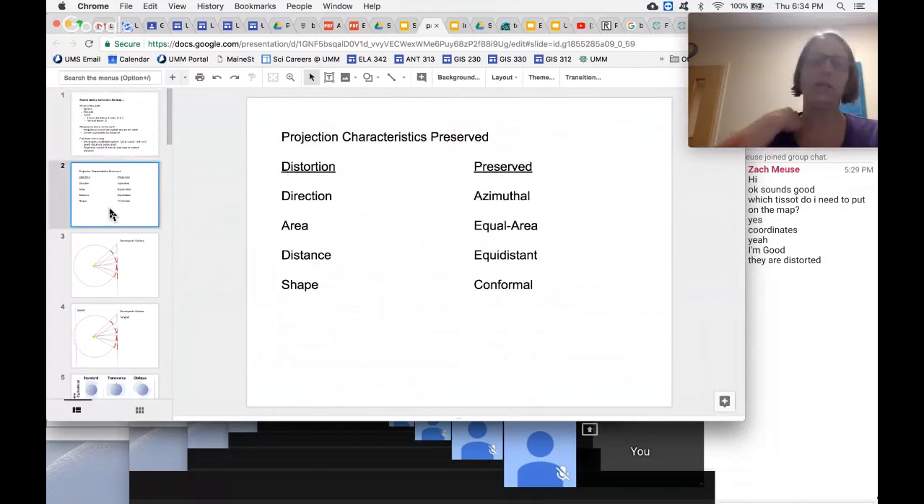So projection is the process of smushing and squashing the world. There are four ways in which the world can get stretched and squashed, four things that get distorted.